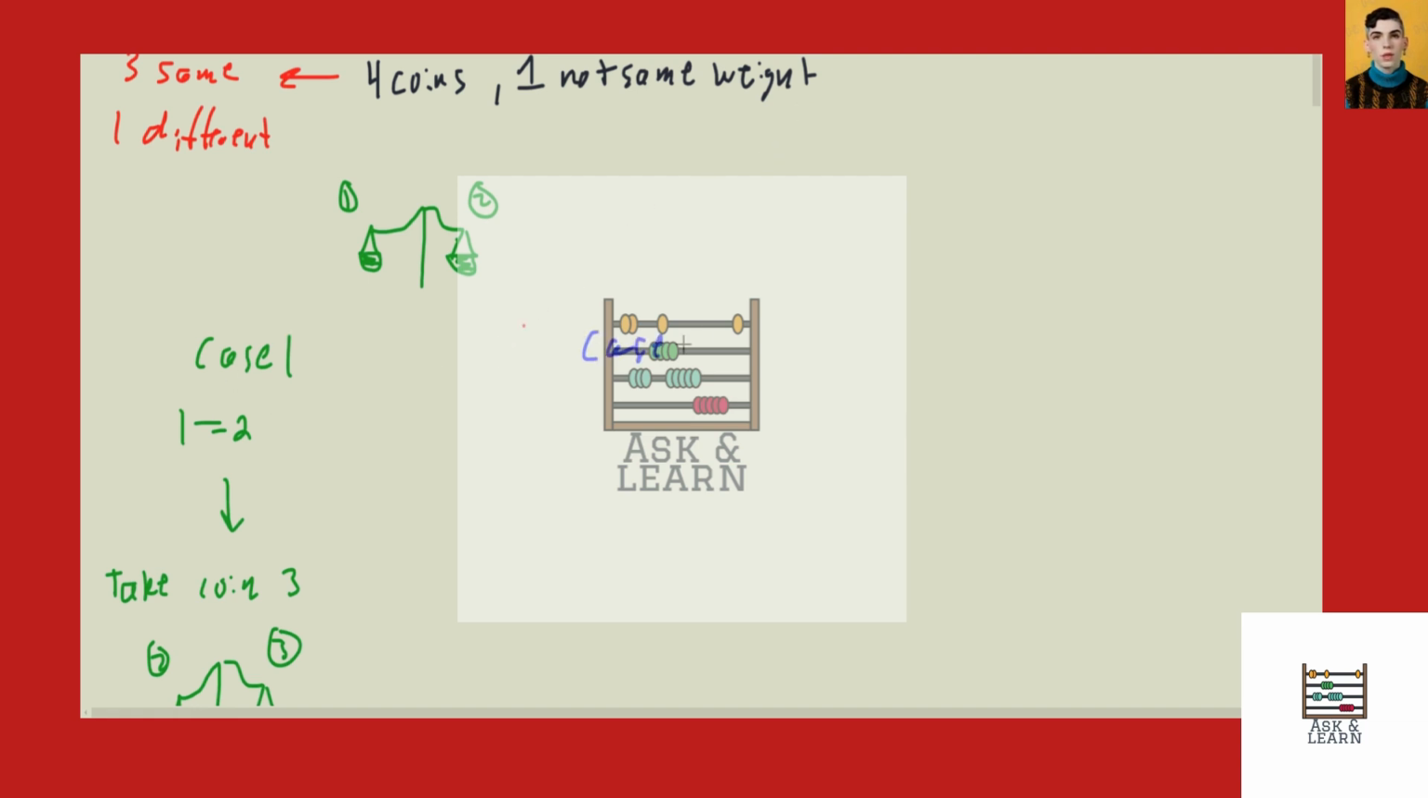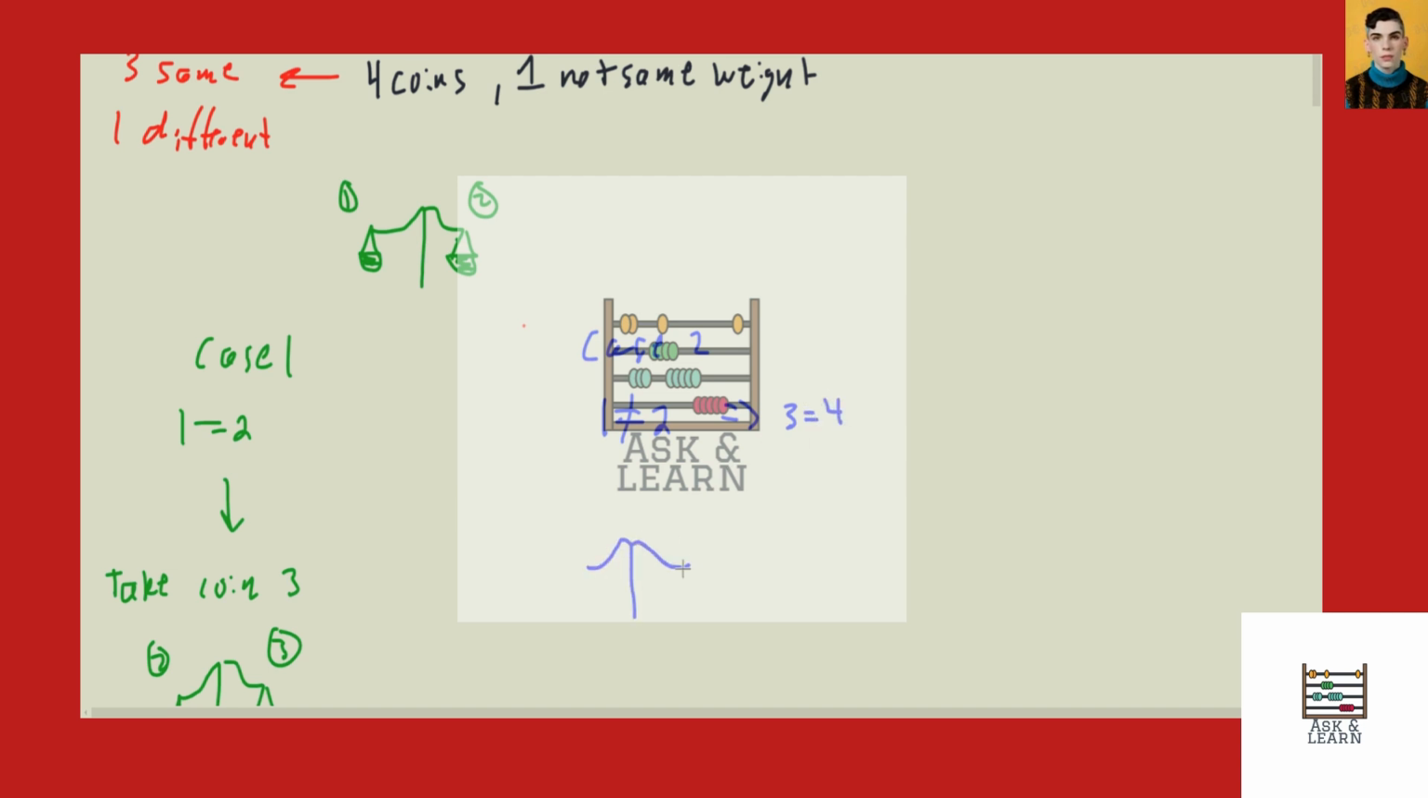Well, case 2 is that 1 is not equal to 2. Okay, so if 1 is not equal to 2, then we don't need to compare the other ones, because we know that both of those would be the same. So let's just say that. So that implies that 3 is equal to 4.